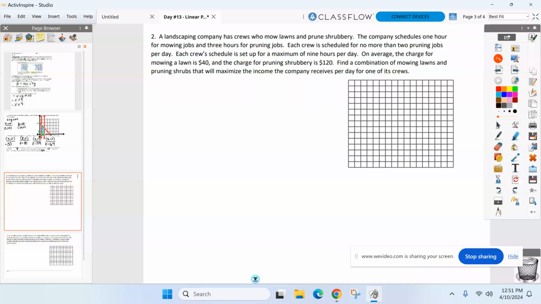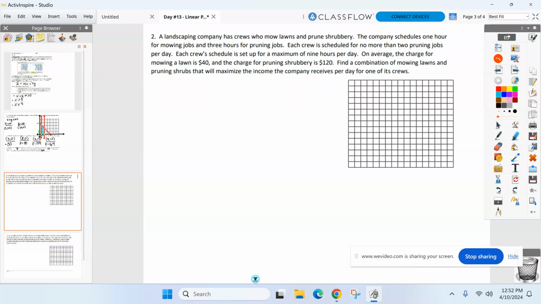All right, here you go. Company schedules. Ready? It takes an hour to mow a lawn and 3 hours to prune. Each crew cannot do any more than 2 prune jobs a day. What else do I have? Each crew is scheduled to set up, and you can only work 9 hours a day.